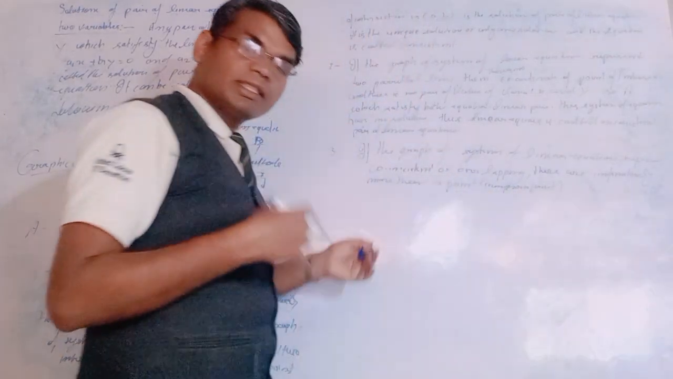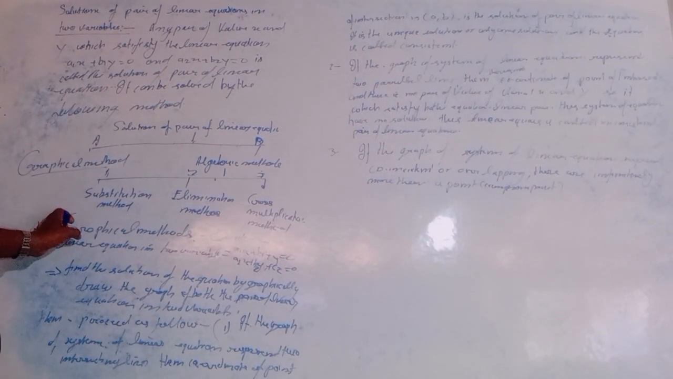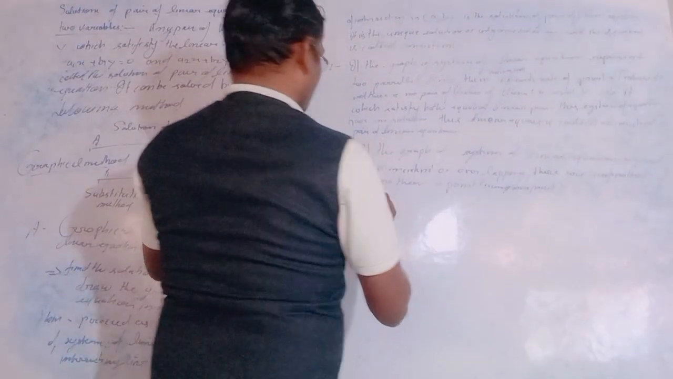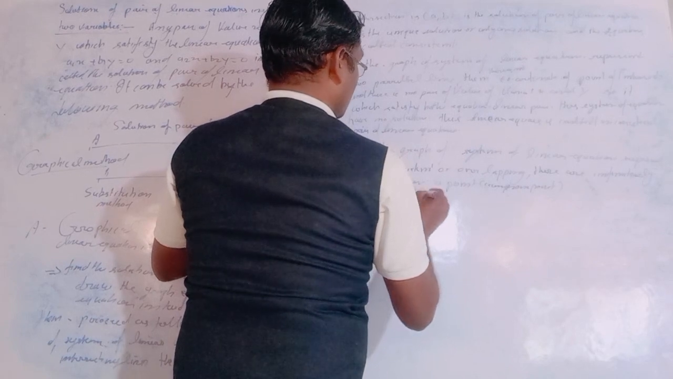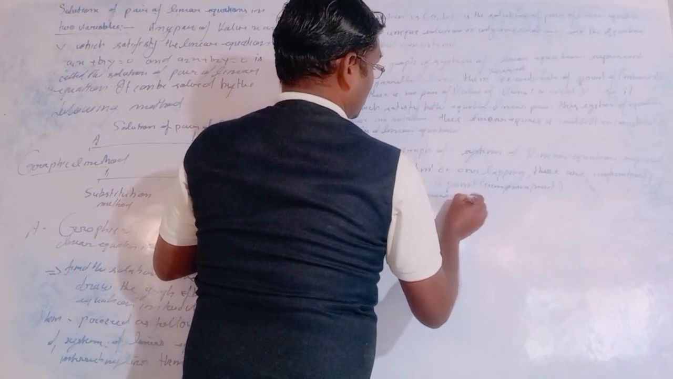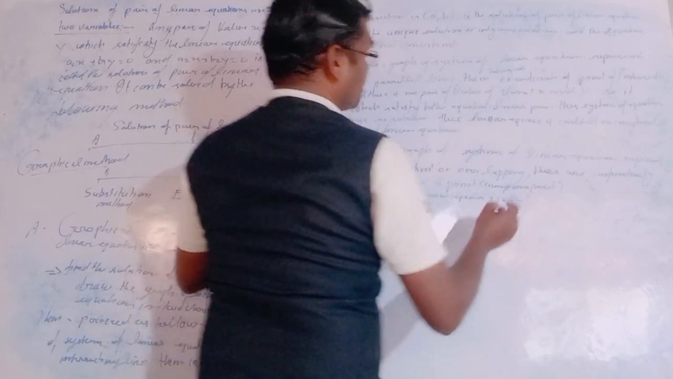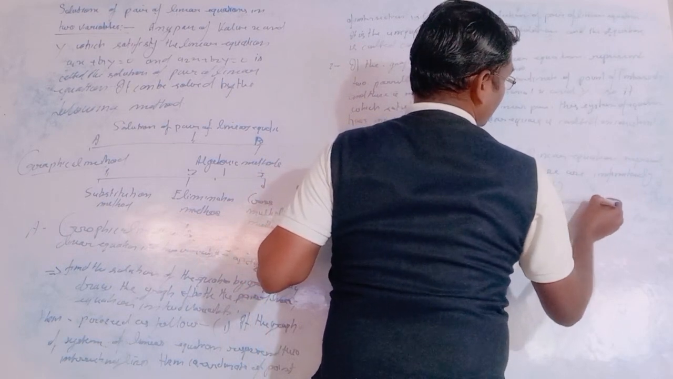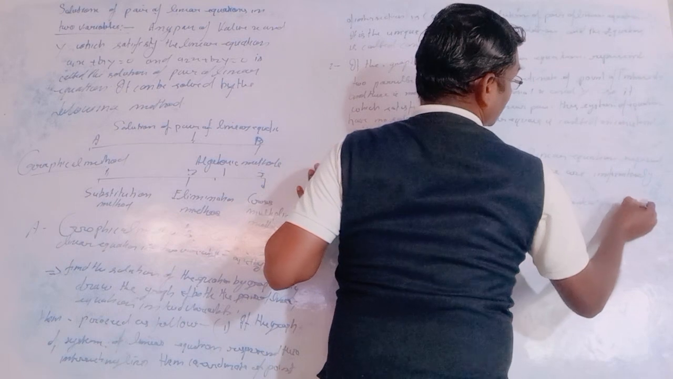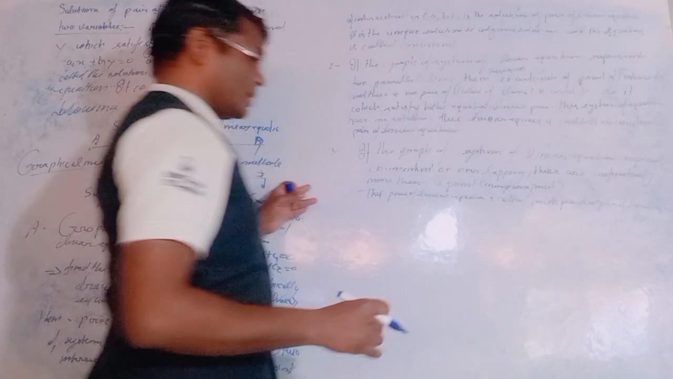So what happens then? It has more than one solution. So this pair of linear equations is called a dependent pair of linear equations. Okay, and the other kind is called an independent pair of linear equations.